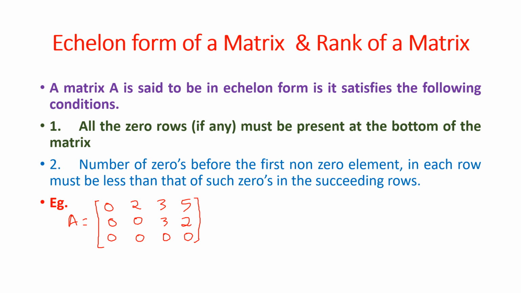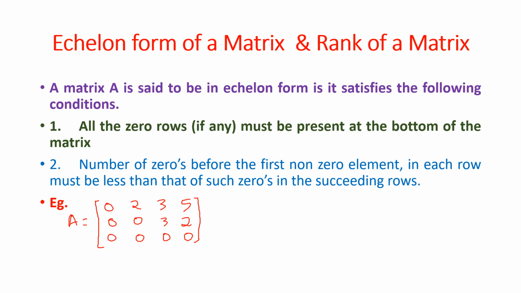And see the second condition. The number of zeros before the first non-zero element in each row must be less than that of such zeros in the succeeding rows. Now you see here in the first row there is only one zero before the first non-zero digit. So in the second one it should be one more than that, that is two zeros before the first non-zero digit. The first non-zero digit here is 3, so before that there are two zeros. In the last one, all zeros. It can be 3 zeros also. The fourth one can be some number.